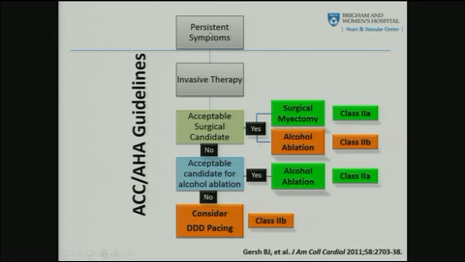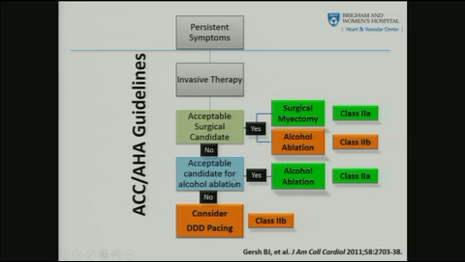If you have persistent symptoms in the setting of LVOT obstruction, you should get medical therapy. If medical therapy fails, you may be a candidate for invasive therapy. If patients are acceptable surgical candidates and felt to be at low surgical risk, surgical myectomy is preferred to alcohol ablation, although with patient preference and technical factors, or if there's uncertainty about the contribution of obstruction to symptoms, alcohol ablation has a Class 2B indication here.